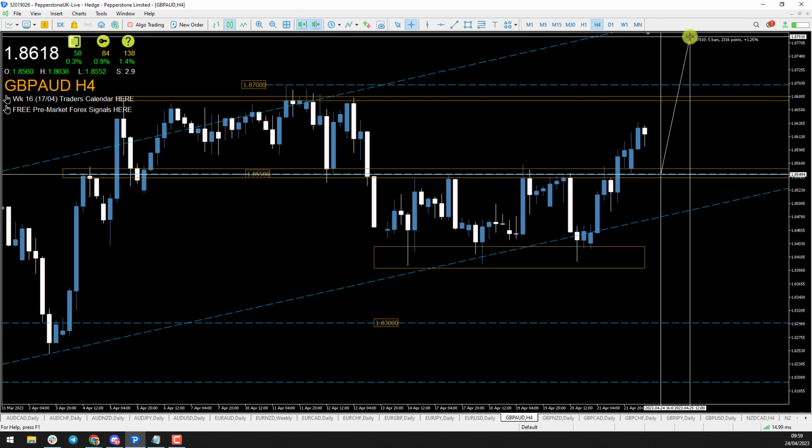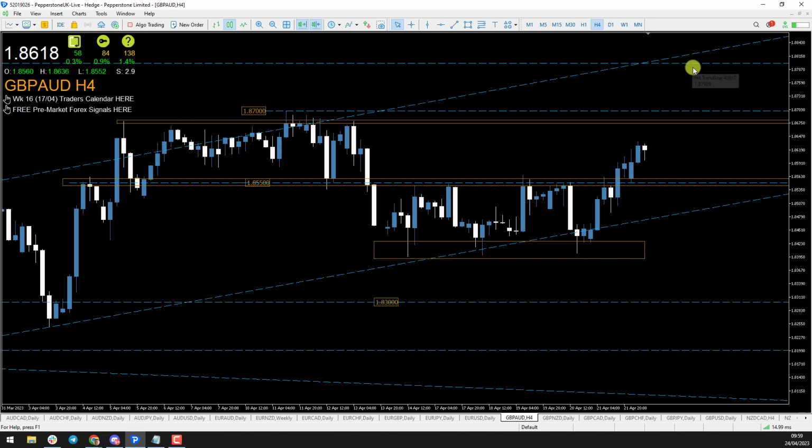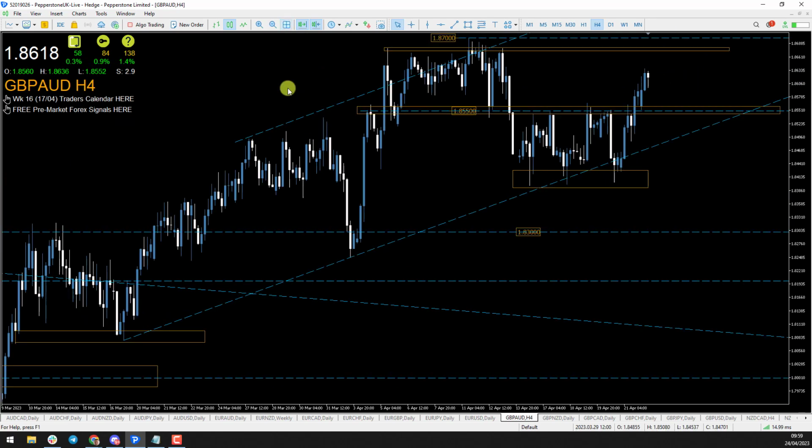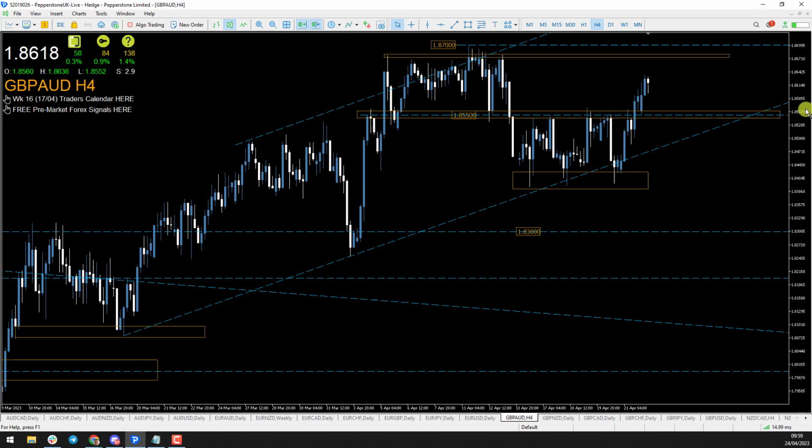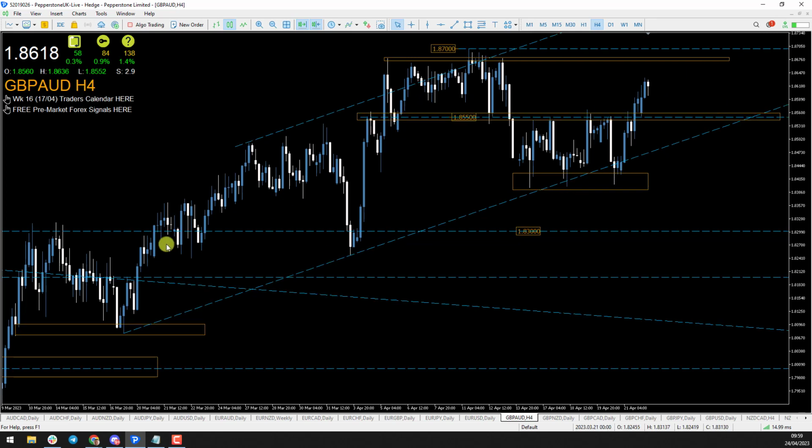Obviously, if you hold through, then you can look to target a lot higher if price remains moving within this bullish range that you can see, or the bullish channel that you can see developing here as well. So pound Aussie, I quite like the opportunity to the upside there.